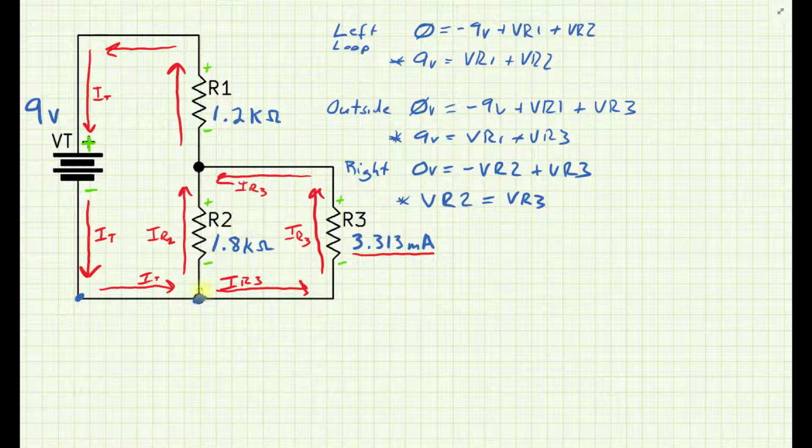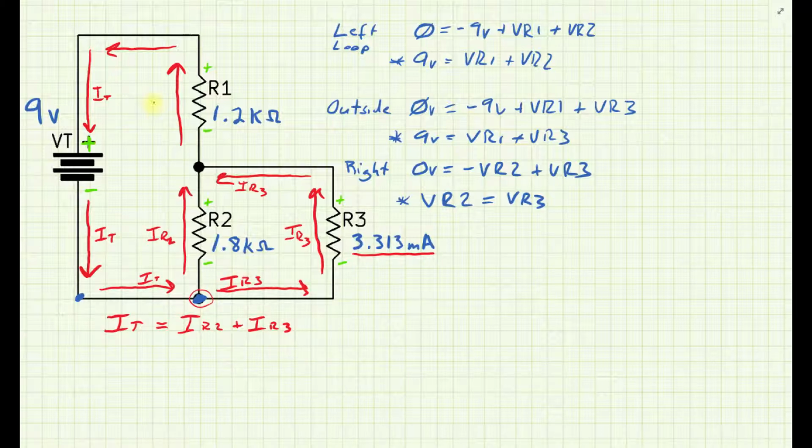Let's just look at this node right here. What's going in? IT is going in, and that's all that's going in. That equals the sum of everything leaving, which is IR2 going this way and IR3 going this way, the sum of those two things. So IT equals IR2 plus IR3. That takes care of that node.